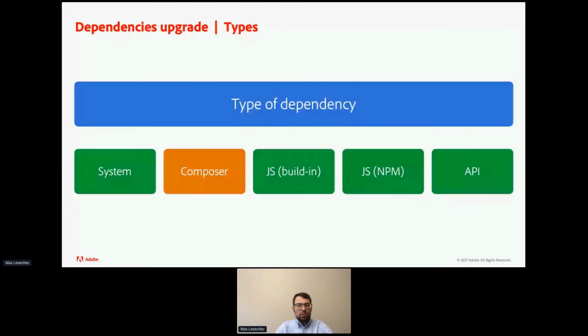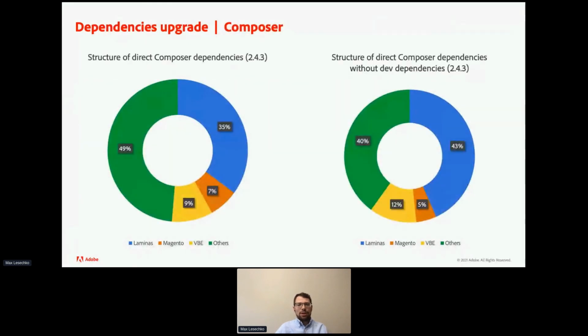The next type of dependencies is composer dependencies. I guess all of you know what composer means and what these dependencies are. But what is the structure of dependencies for Magento? On this slide, you can see representation for two different cases. On the left side, you see direct composer dependencies for the Adobe Commerce project. As you can see here, it also includes dev dependencies.